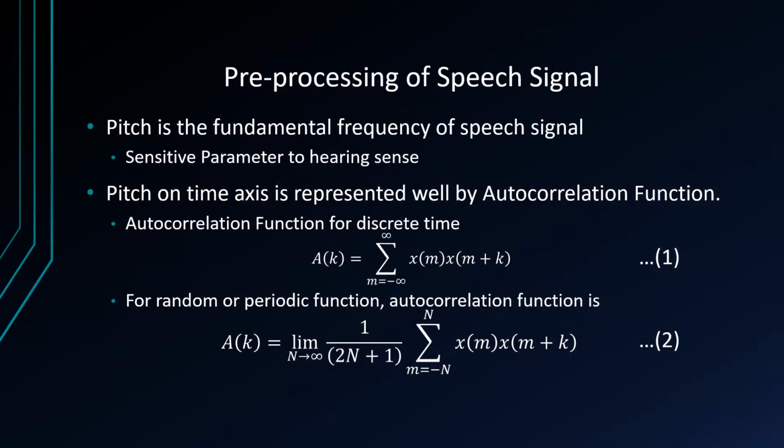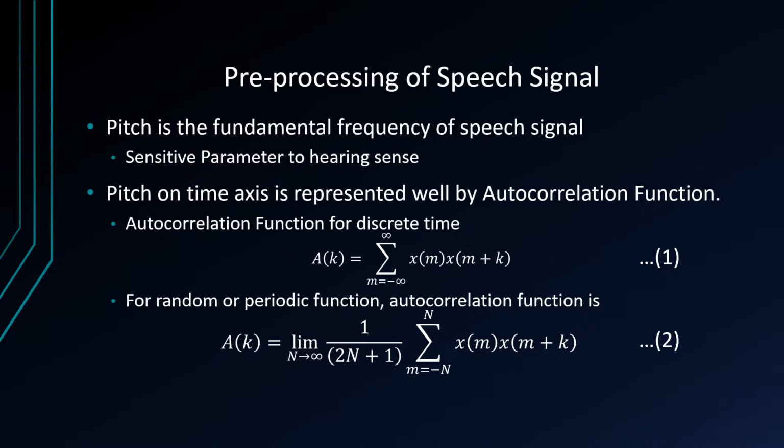Now let's talk about how we should pre-process speech data to be used as input to the RNN. Pitch is the fundamental frequency of the speech signal and is one of the most sensitive parameters for the hearing sense. Unlike regular sampling data, speech data is a sequence of time series data. So, we use an autocorrelation function which tells us the correlation between points separated by various time lags. Pitch on the time axis is represented by an autocorrelation function.